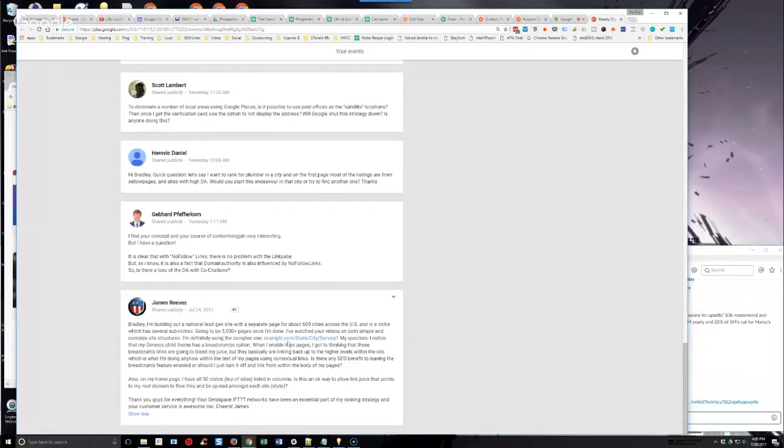Okay. I see your URL structure. My question is, I noticed that my Genesis child theme has a breadcrumbs option. When I enable it for pages, I got to thinking that these breadcrumbs links are going to bleed my juice, but they basically are linking back up to the higher levels within the silo, which is what I'm doing anyhow within the text of my pages using contextual links. Is there any SEO benefit to leaving the breadcrumb feature enabled, or should I just turn it off?